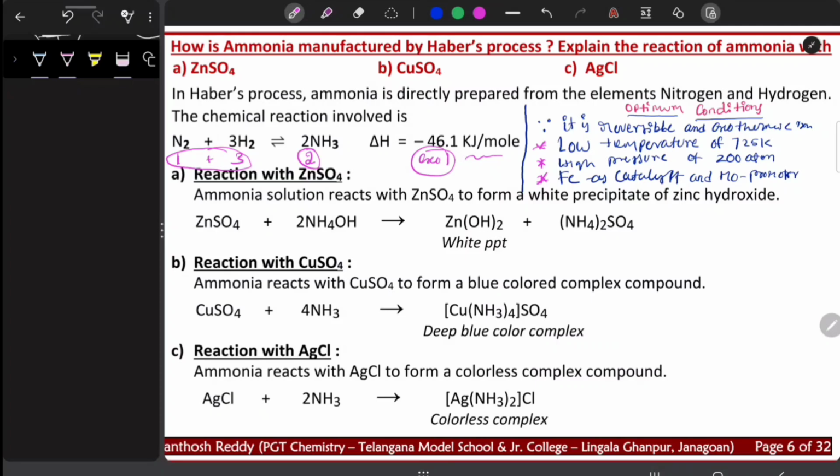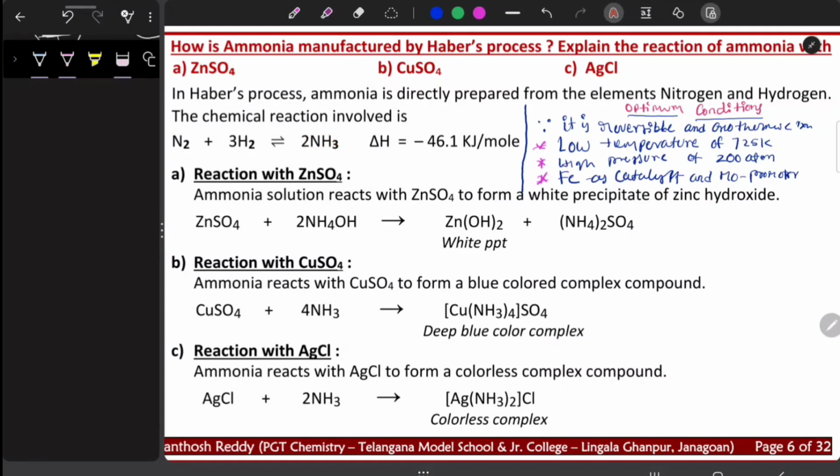Now here in this you add a few more points. It is a reversible process and also an exothermic reaction. You can see here double arrows, forward as well as backward. It's a reversible process and also it is an exothermic process. So minus 46.1 kilojoules of energy is released. By considering all these conditions, we can apply Le Chatelier's principle. According to Le Chatelier's principle, there are certain optimum conditions, means suitable conditions, to get more product in Haber's process.